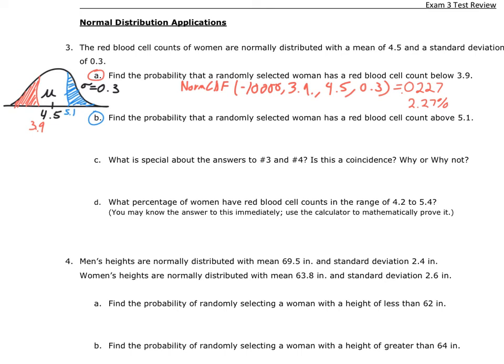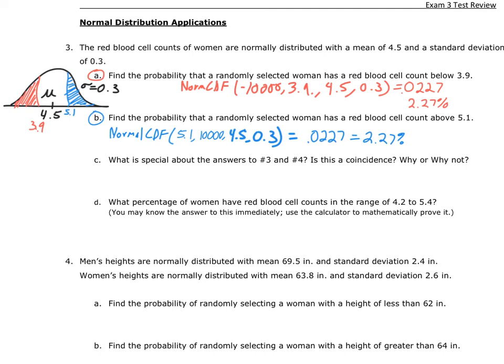But we do have the calculator that can help us solve for that area. To use the function on the calculator, we're going to use normal CDF. We'll be starting here at 5.1, and we're going to go to 10,000 or something very, very large, well above the values that we're looking for. The mean and standard deviation did not change, so that's going to be 4.5 and 0.3. When you type that in the calculator, you should get roughly 0.0227 or 2.27%.